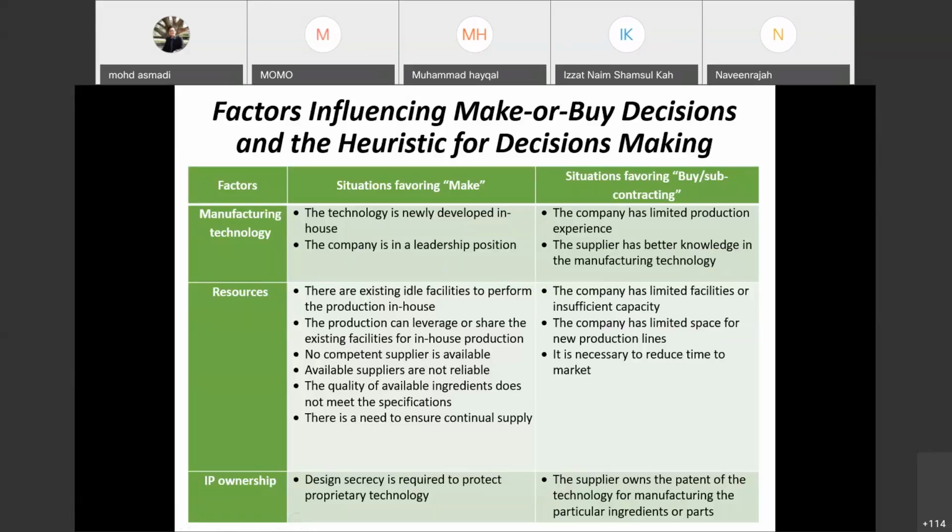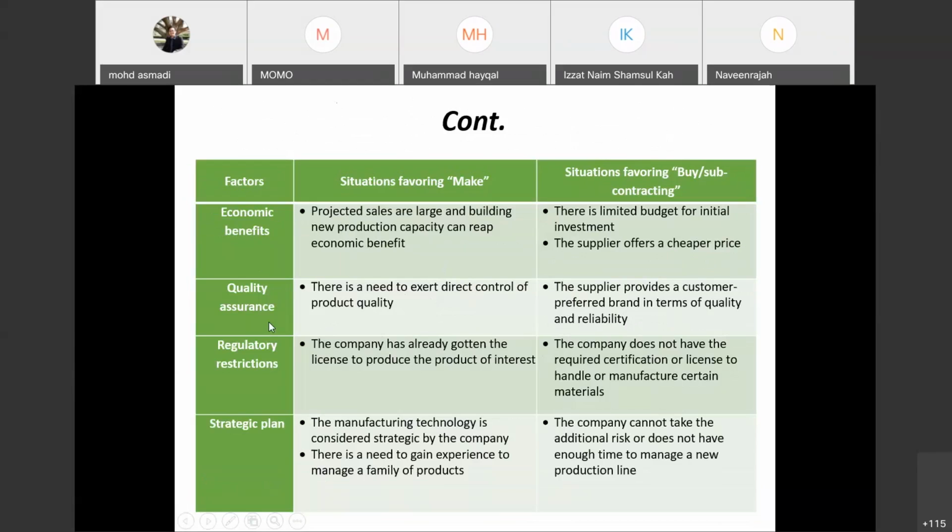And the other factors you can look at later. So even if you decide to purchase the component or ingredients from the contracting manufacturer, you should not rely on only one supplier, a single supplier, because it is related to the failure risk.